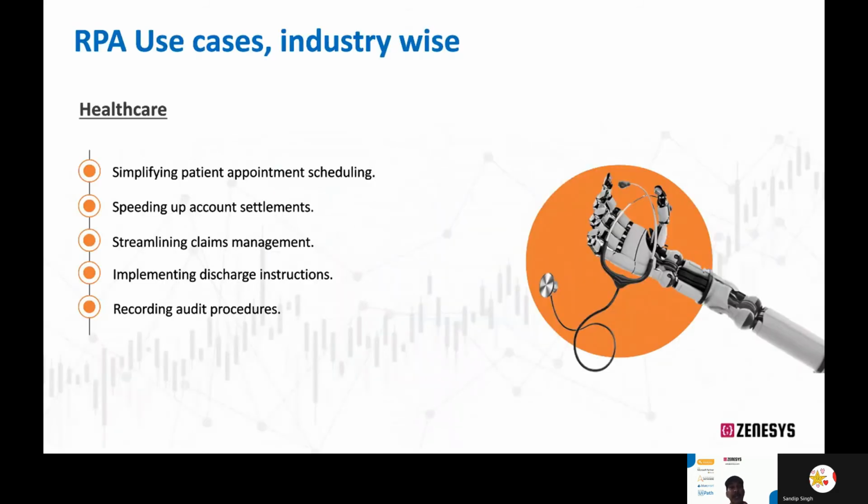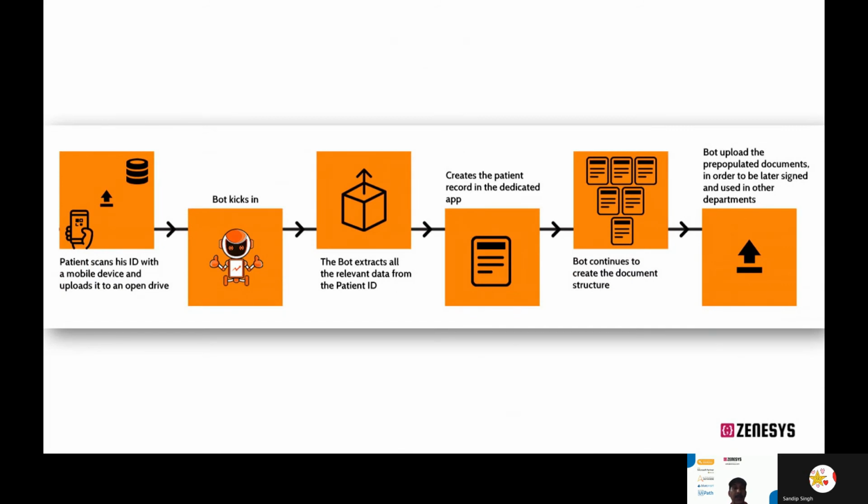Now moving on to the next industry, which is healthcare. If we talk about the most common use cases in the healthcare industry, we have simplifying patient appointment scheduling, speeding up account settlement, streamlining claim management, implementing discharge instructions, recording audit procedures. So let's take an illustration here again and see how RPA bots can be used to set up a new patient.